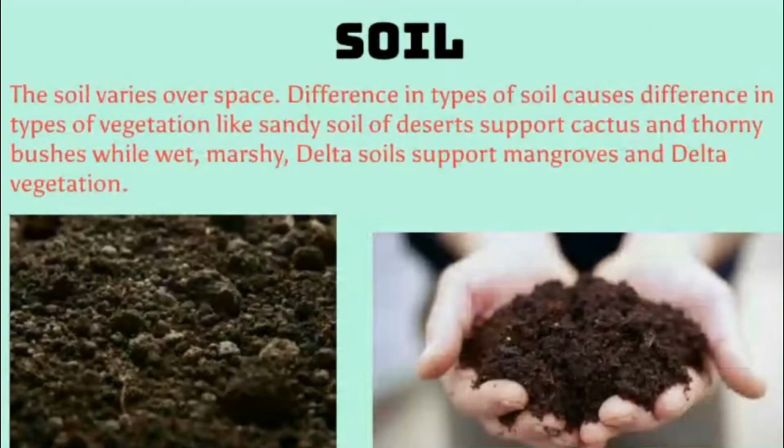The soil varies over space. Difference in types of soil causes difference in types of vegetation, like sandy soil of deserts supports cactus and thorny bushes, while wet, marshy delta soils support mangroves and delta vegetation.